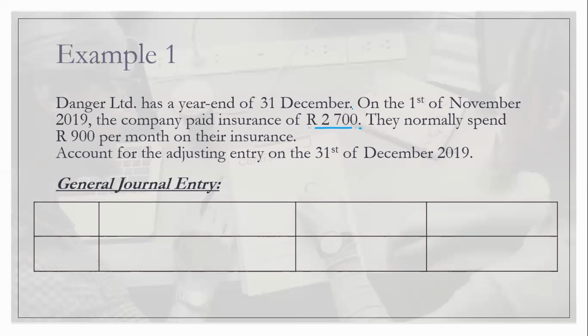We know that this amount was on the 1st of November, but we have only until the 31st of December. So let's keep reading. They normally spend 900 Rand per month on their insurance. Okay, pause. So they paid on the 1st of November the 2,700. Okay, but for November and December, because remember we go from the 1st of November all the way to the end of November to the end of December.